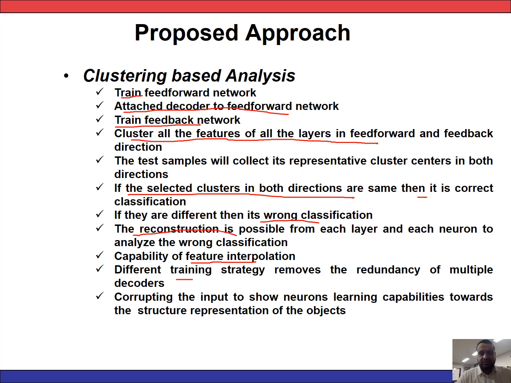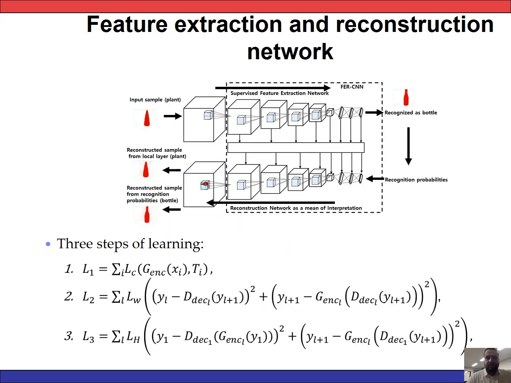And we follow a specific training strategy that removes that multiple decoders architecture. To analyze whether this network learns the structure of the data or not, we put noise in the input samples and then reconstruct, and check its ability, how it behaves towards the noisy input. So I will go through these steps one by one in the coming slides. So this is the whole network that we proposed in our paper.